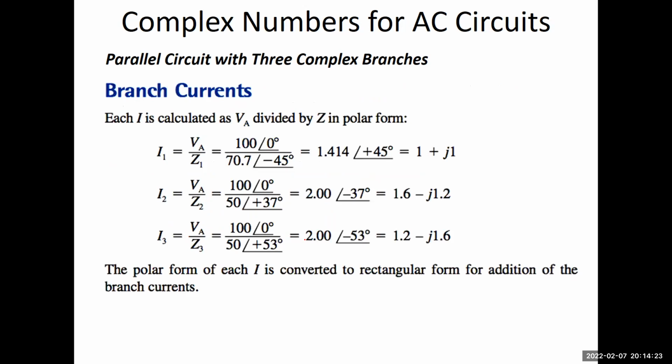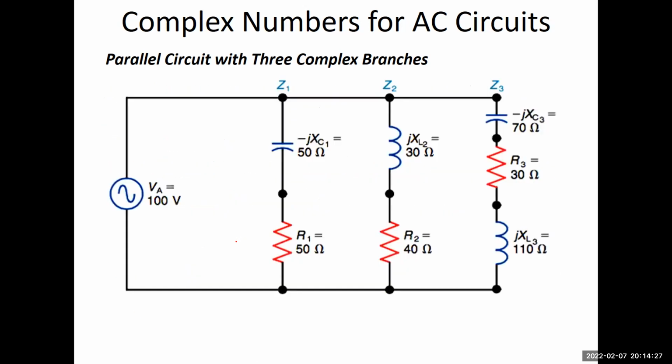So, to get the current, we have VA over Z sub 1. So, let's look at our circuit. We have VA, which is 100 volts. It's only 100 volts, so we have no phase angle, that is 0 degrees. Since this is parallel, all the voltage across these are equal to 100.